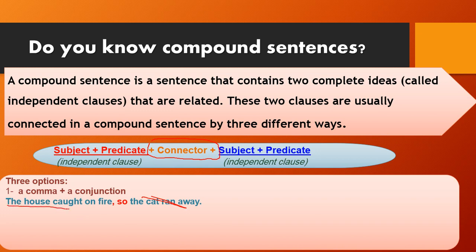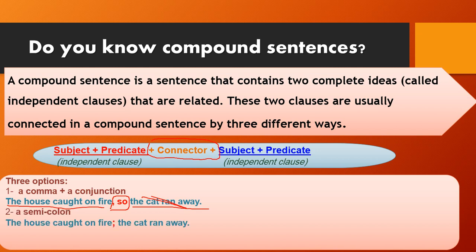The house caught on fire. The cat ran away. This is the first one, and I connect them with a comma and a conjunction. Miss, you said that I can't use a comma? No, I can't use a comma by itself, but I can use a comma with a conjunction.